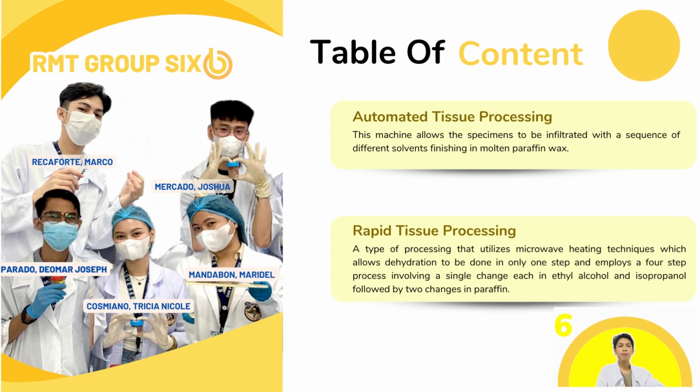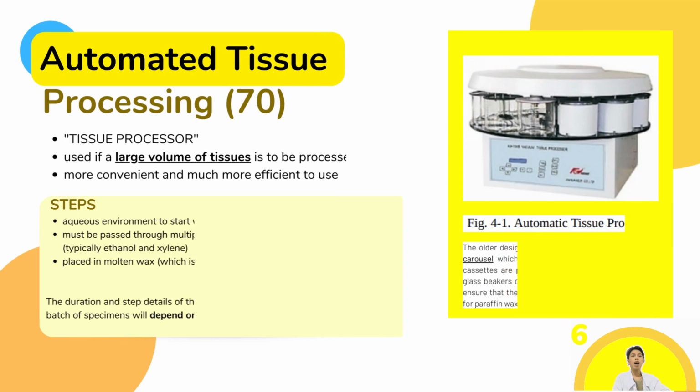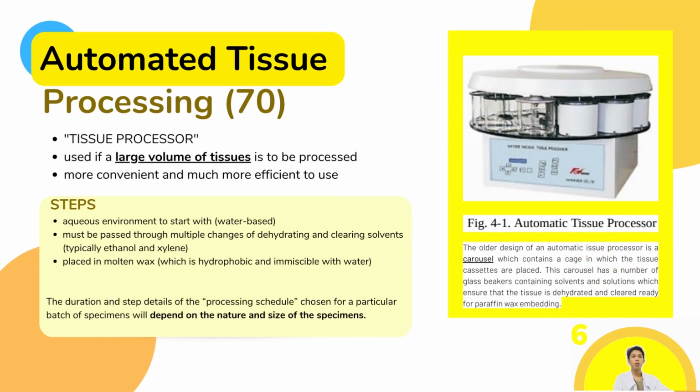So on your left, as you can see, are the members of Group 6, the different RMTs who will be discussing to you today. First, automated tissue processing, which would be page 70 in Bruce Gregorius' Histopathology Techniques. Automated tissue processing is also known as tissue processor. It is used for a large volume of tissues to be processed, and it is also more convenient and much more efficient.